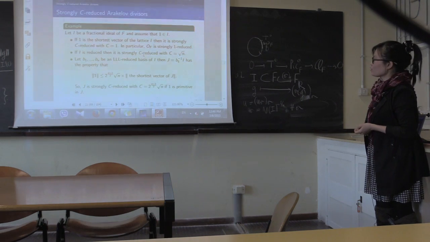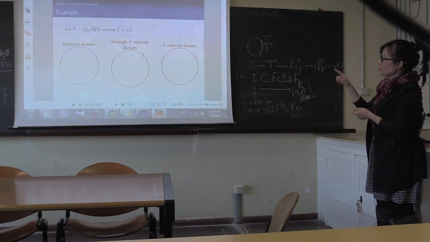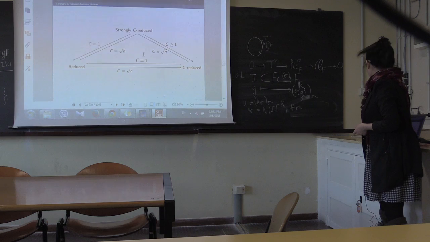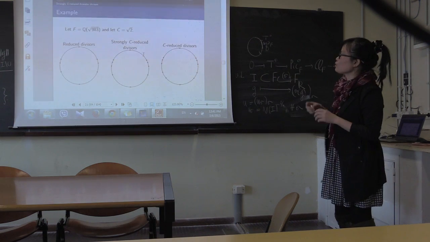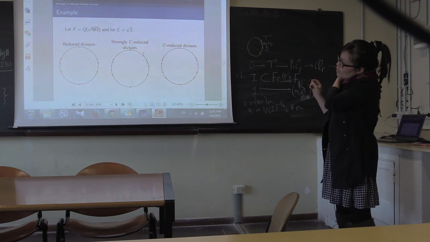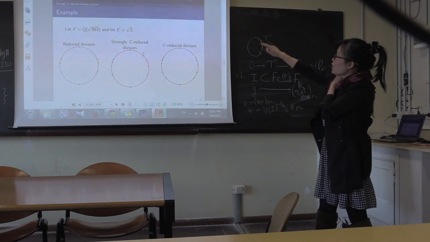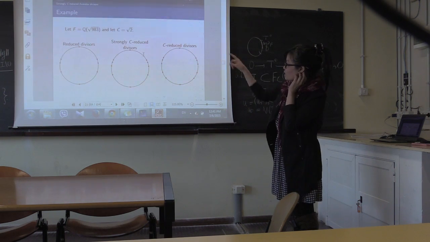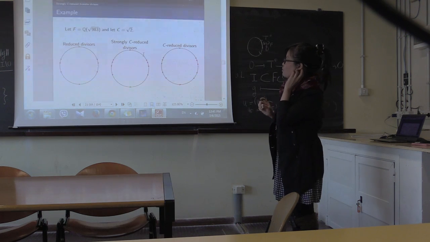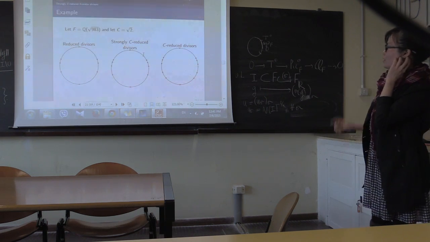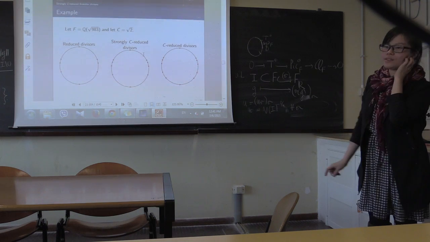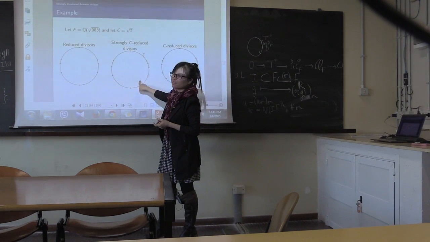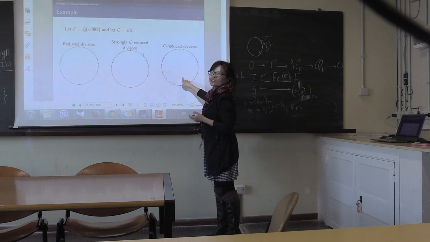And now I want to show you one example. You can compare between reduced, C-reduced and strongly C-reduced in the case C equal to square root of n. For a real quadratic field, we have degree of number field 2, so C equal to square root of 2 here. The first circle is the reduced divisors. The second is strongly C-reduced divisors. And the last one is C-reduced divisors. You can see that a reduced divisor is also a strongly C-reduced divisor. Strongly C-reduced divisors are C-reduced divisors.